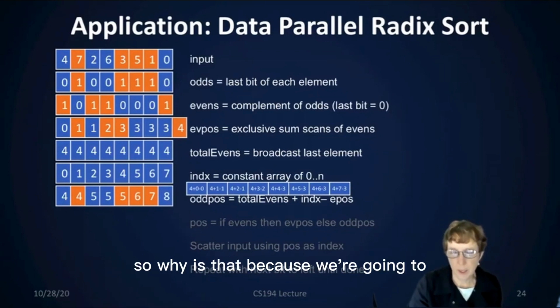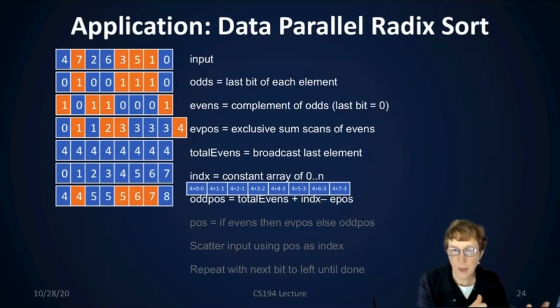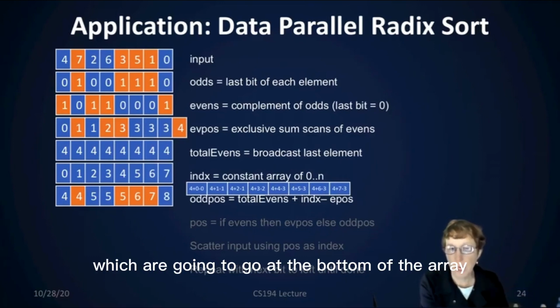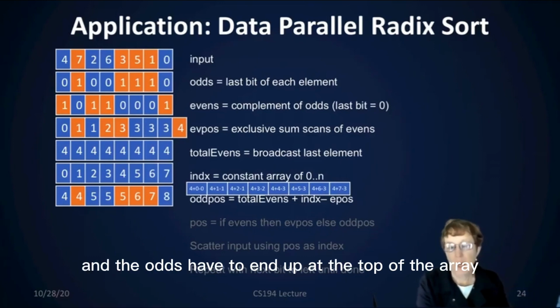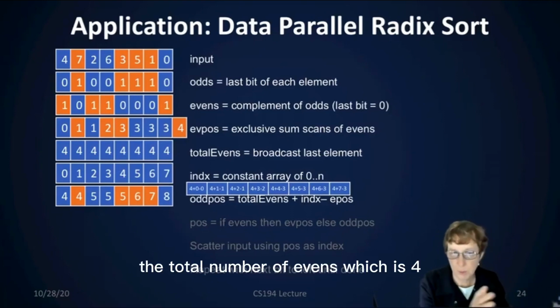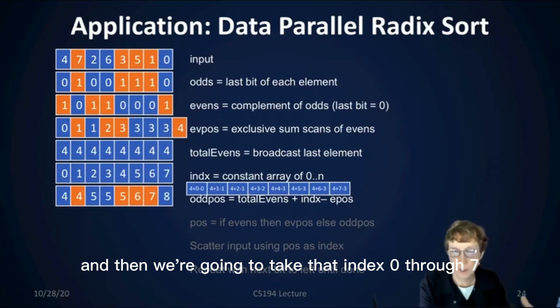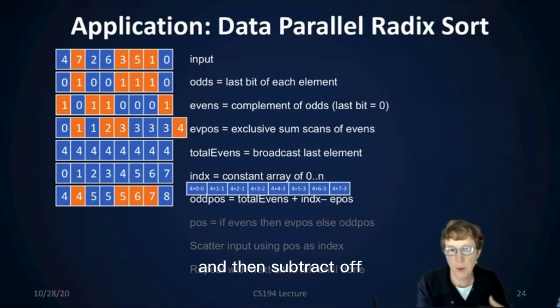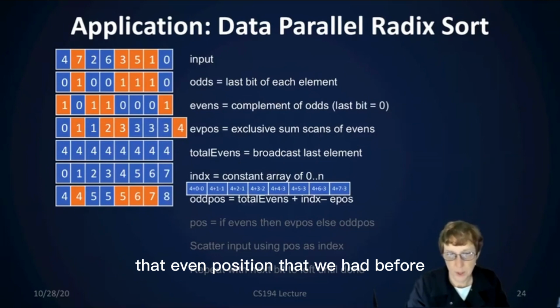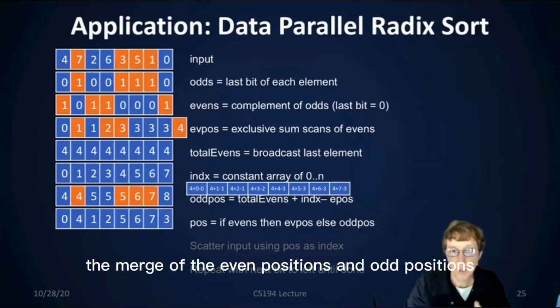So why is that? Because the evens position is going to give us the index of those evens, which are going to go at the bottom of the array, and the odds have to end up at the top of the array. So we have to have the total number of evens, which is 4. We've got to have that space for those. And then we're going to take that index 0 through 7 and then subtract off that even position that we had before. Okay, so now we compute essentially the merge of the even positions and odd positions.